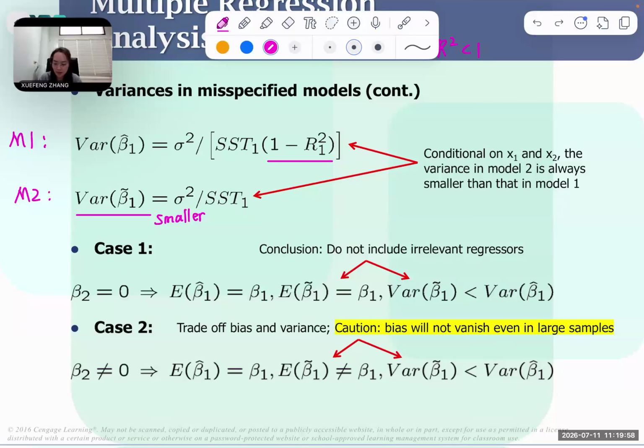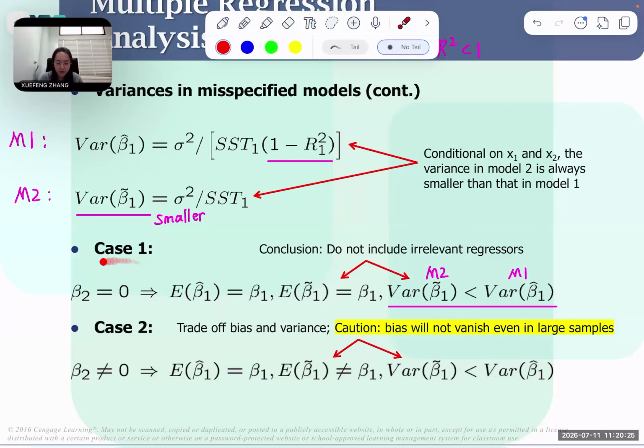The same accuracy, but model 2 has smaller variance. Okay, the tilde is from model 2. This is from model 1. So in this case, model 2 has smaller variance. So here it's a clear win.